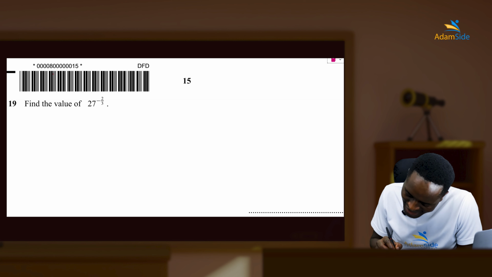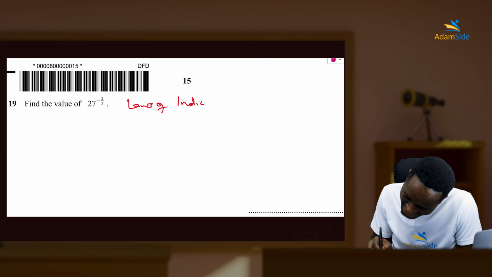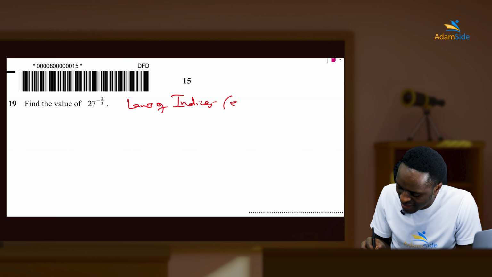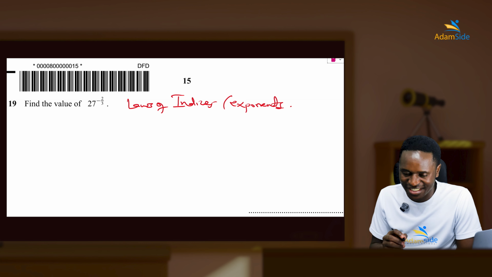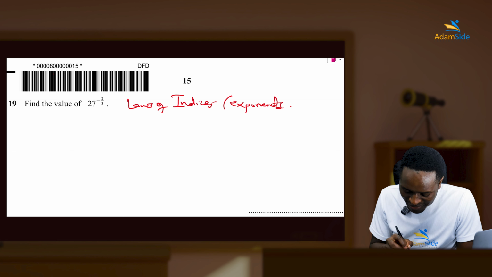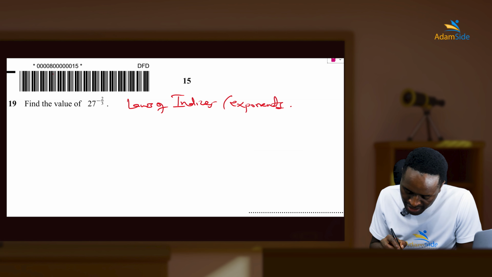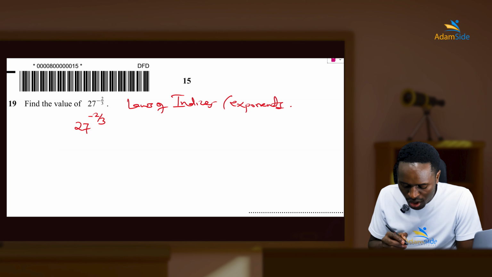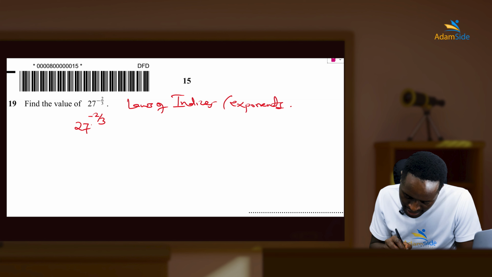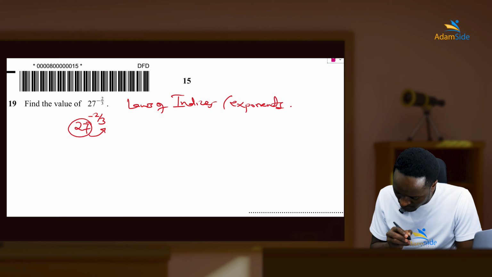This is called laws of indices, or we call them exponents. Very easy question. Lots of exponents. Find the value. Here, without the use of a calculator, because this is a non-calculator paper, as I said, when you have 27 power negative 2 over 3, you have to convert the base number into the smaller unit of 3 of your powers.